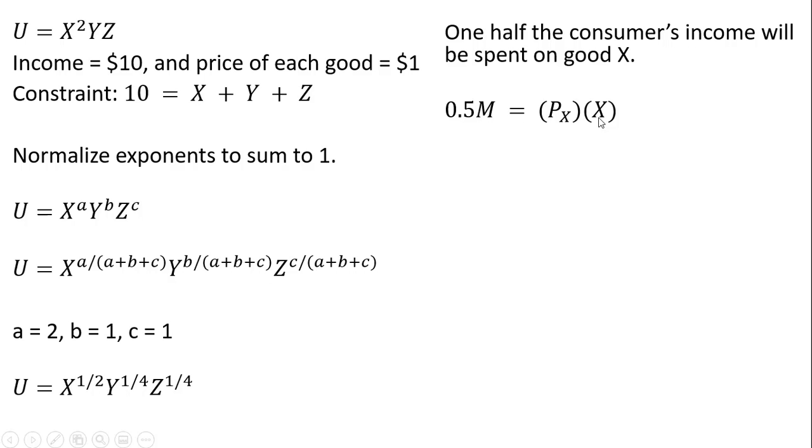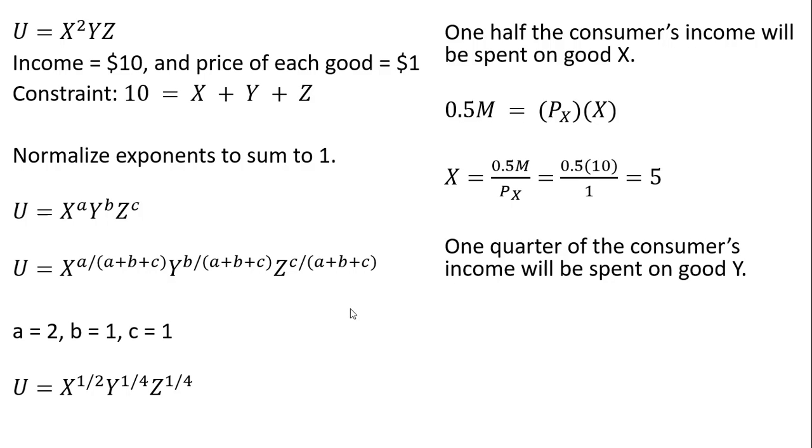So if we solve this for X, just dividing through by the price of good X, we're actually getting the demand for good X. This right here that I'm circling, that is the ordinary demand for good X. And since M is 10 and the price of good X is 1, the consumer would buy 5 units of good X. We saw that result in our first method.